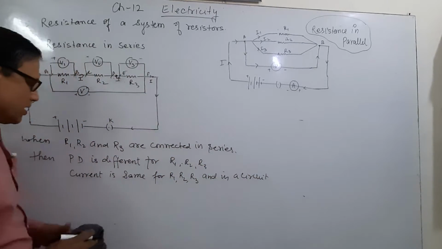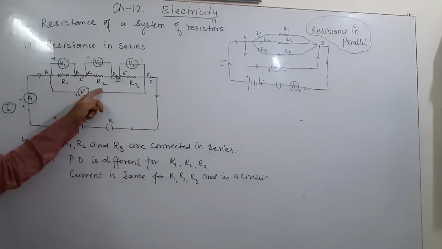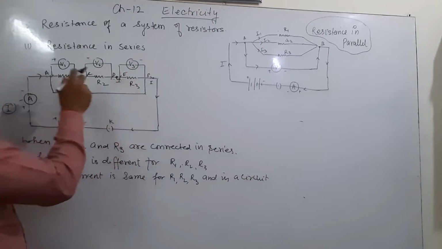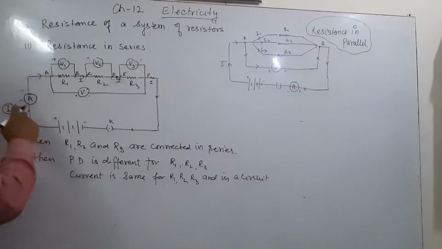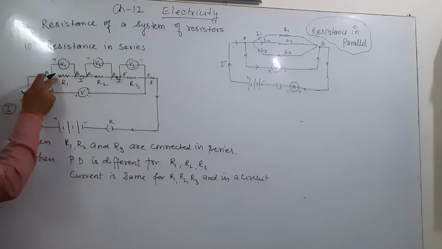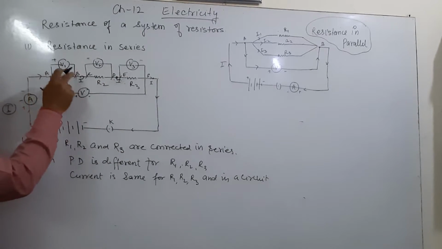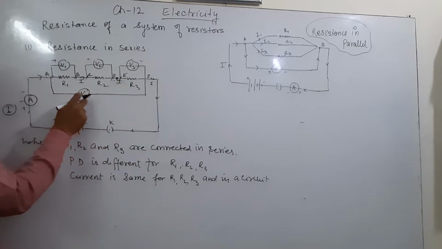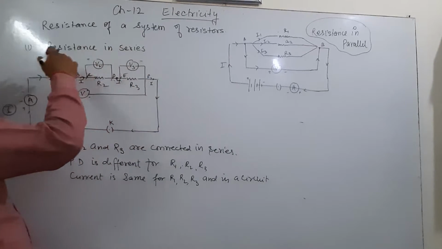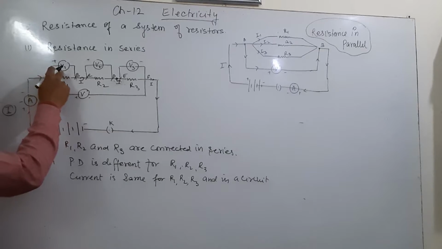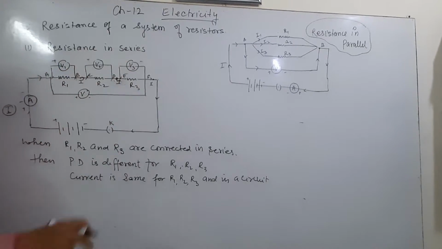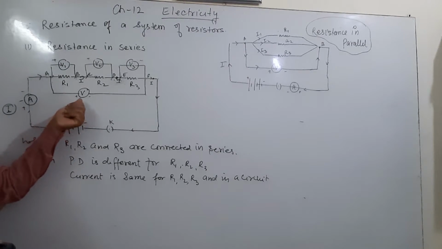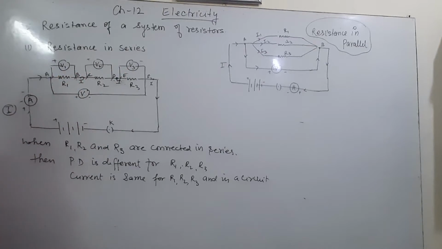What is the question saying? Current is the same in the circuit or in R1, R2. The current flowing in R1 is equal to the current flowing in R2, is equal to the current flowing in R3, is equal to the current flowing in the whole circuit. But the potential difference across R1 is V1, across R2 is V2 and across R3 is V3, whereas V is the potential difference across the whole circuit, which is equal to V1, V2, V3 added to each other. It means V is equal to V1 plus V2 plus V3.